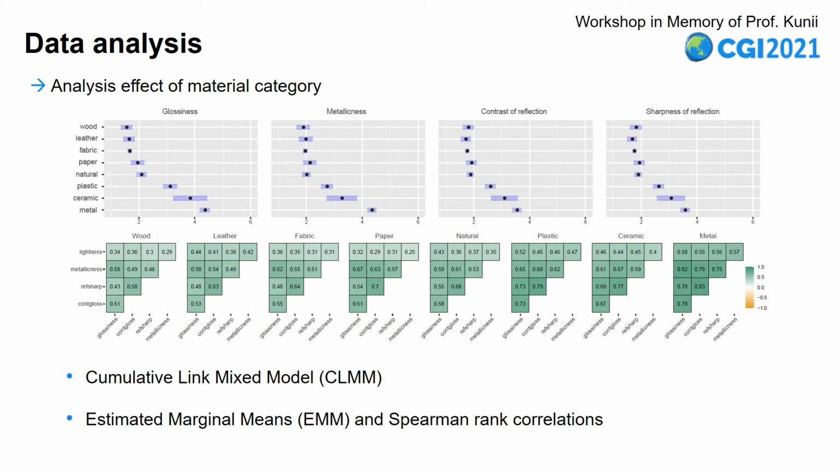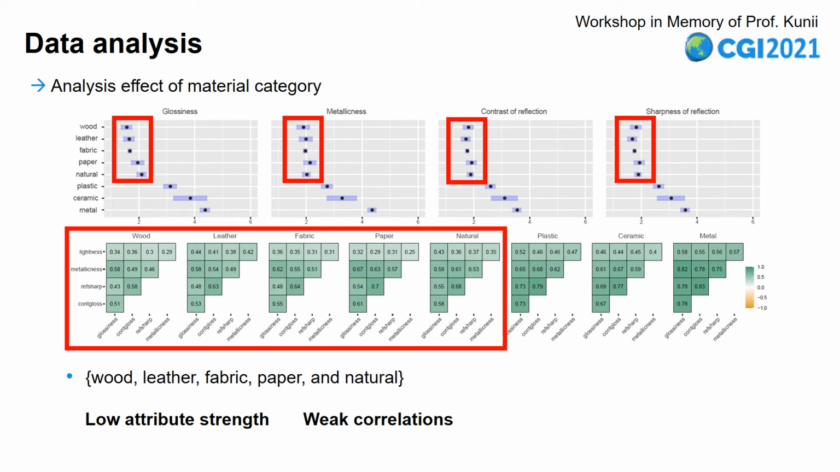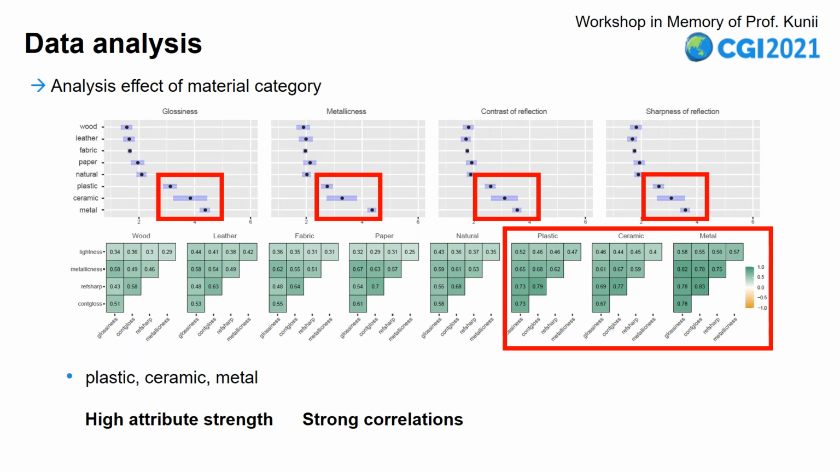In the lower row, we show Spearman correlations for different material categories. What is remarkable here is that for categories like wood, leather, fabric, paper, and natural, gloss attributes are of course of low strength, and only weak correlation between such attributes is shown. In this work, therefore, we focus on other categories like plastic, ceramic, and metal, which show high attribute strengths and also strong correlations between them.